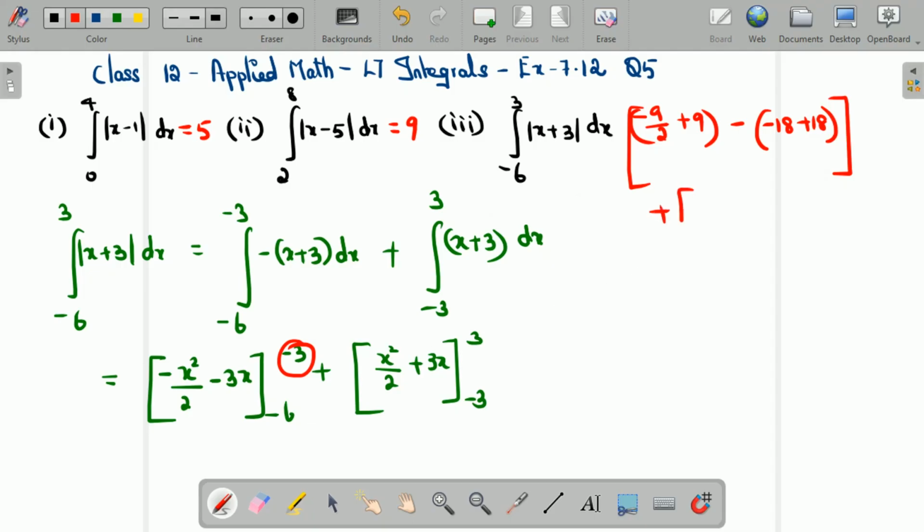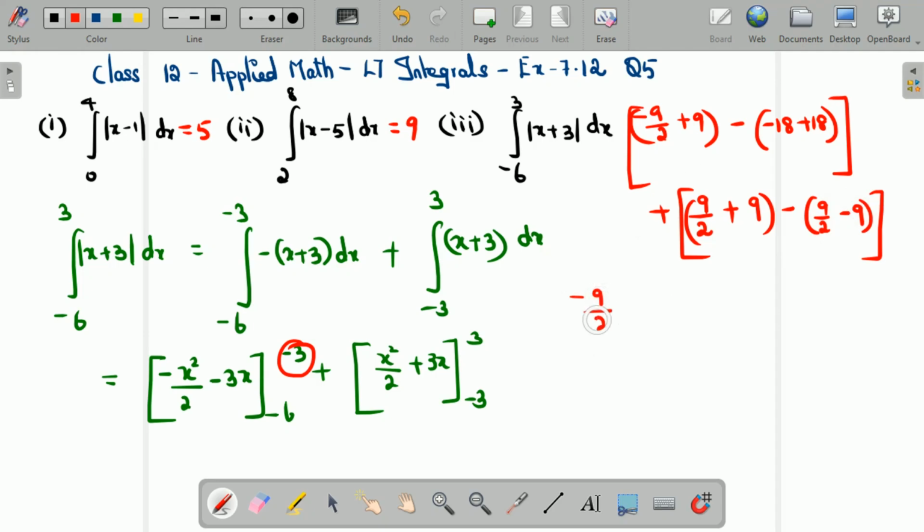Now let's do it for the second one. The upper limit is 3, 3 squared is 9, so 9 divided by 2 plus 3 into 3 is 9. So this is going to be the upper limit minus the lower limit. Minus 3 the whole squared is 9, 9 divided by 2, so this is the first part, and now this will become minus 9. Now we will work on removing the brackets.